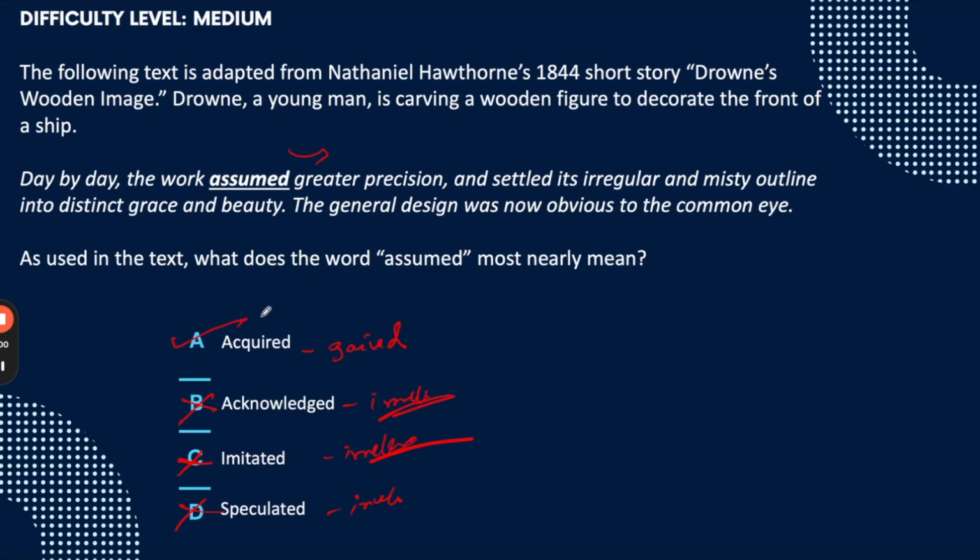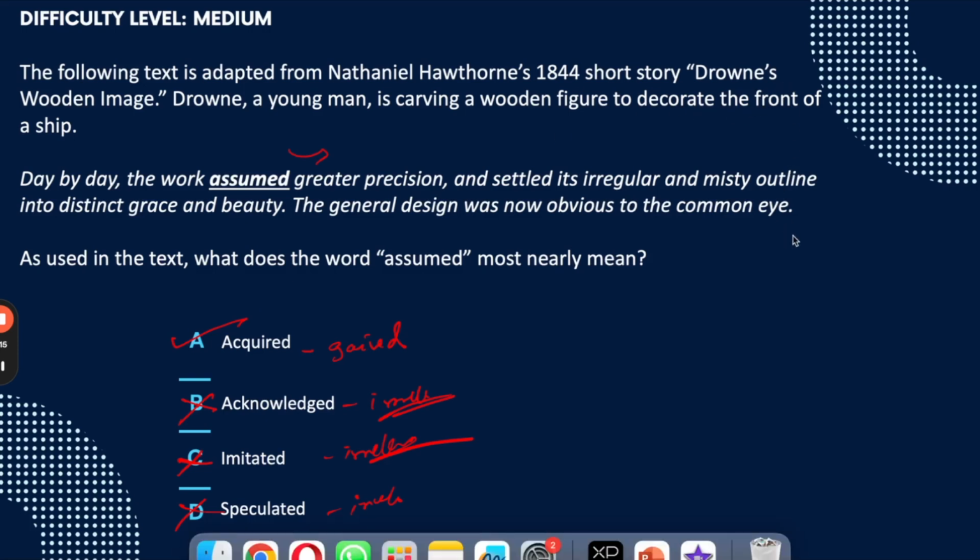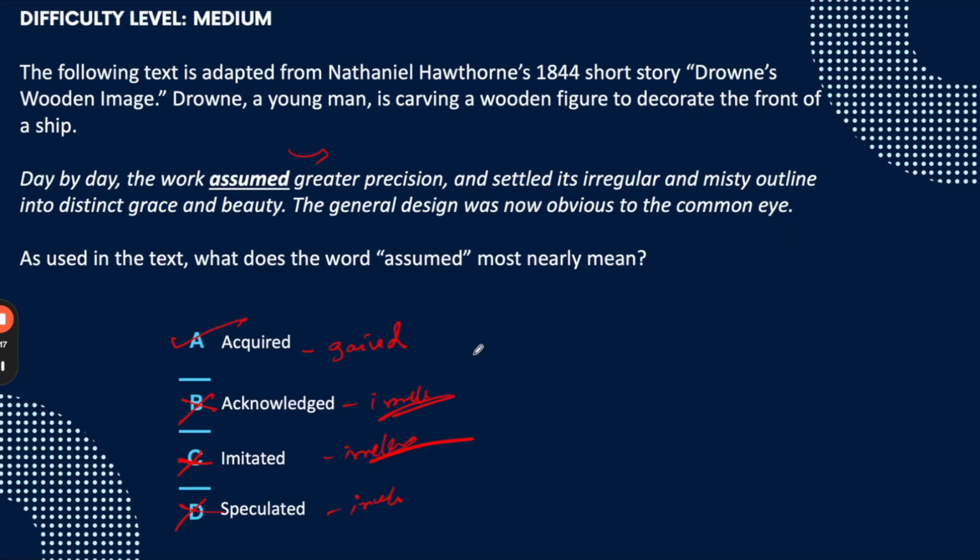So if you get your text correct, if you understand the context correctly, you will be able to identify the correct option easily. Now let's simply put this word acquired in place of assumed and see if it makes sense. Day by day, the work acquired greater precision. It makes complete sense. Right? Acquired greater precision.